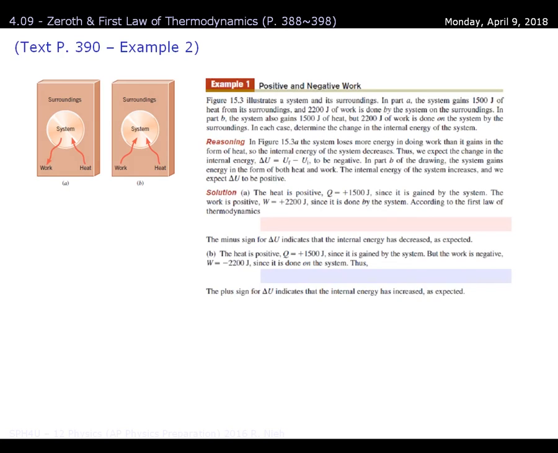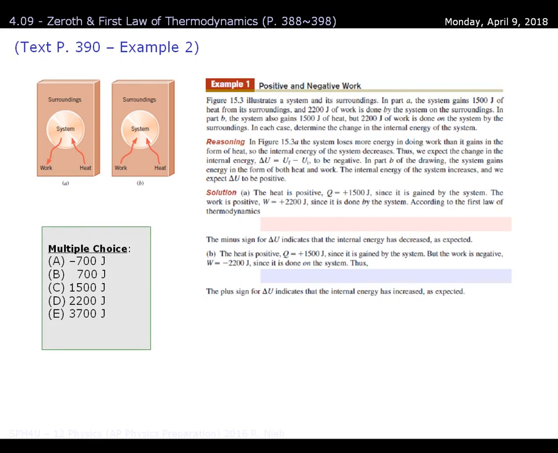Just to let you know, on an AP exam, often you're given more multiple choice questions than you have the time to solve. So with problems like this, it's actually more efficient to try to figure out what the answer should be than it is to pull out a calculator and calculate it out. So let's go through this problem without a calculator.